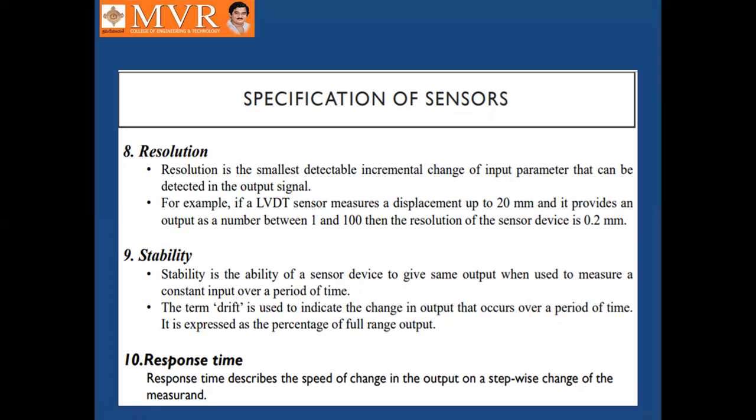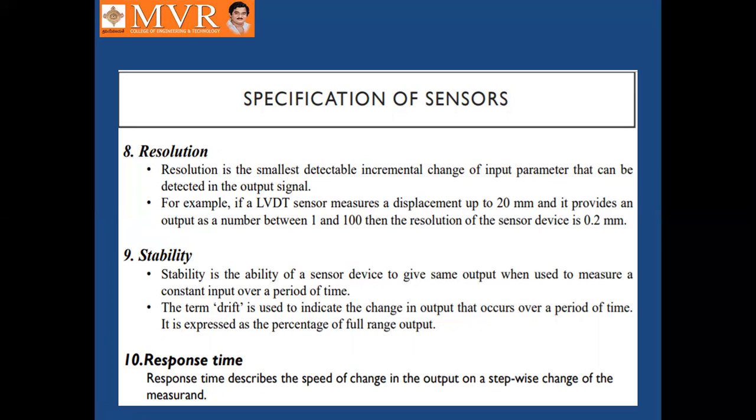And the next, stability. Stability is the ability of a sensor device to give the same output when used to measure a constant input over a period of time. So I would like to measure a boiler pressure. I just place a dial gauge upon the boiler and leave it. Then after one day, after 1 year, I go back to the dial gauge and observe the readings, whether they are the same as before the 1 year or not. So during the period of time, the stability of the sensor may change.